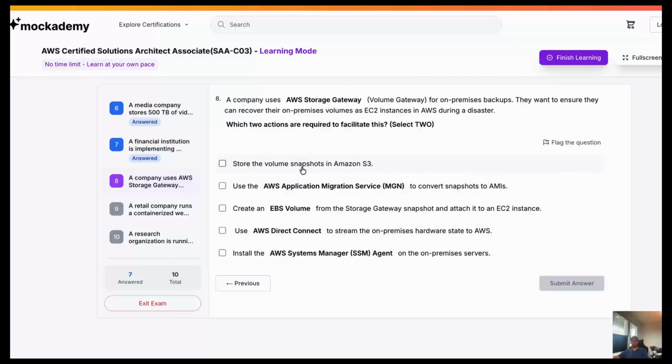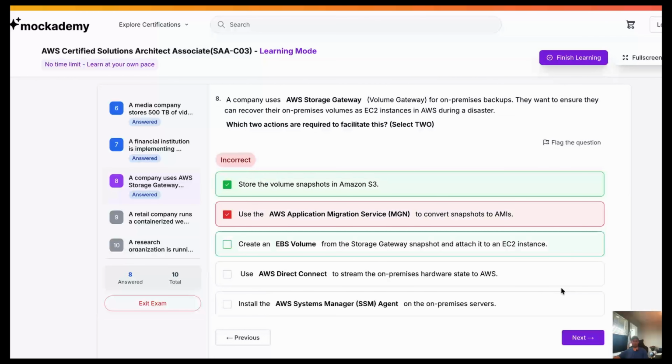Select 2. So I think the right answer would be option A and option B. Convert the snapshots to AMIs, or maybe not. Option C is create an EBS volume from the storage gateway snapshot and attach it to EC2 instances. Let's go with option A and option B.